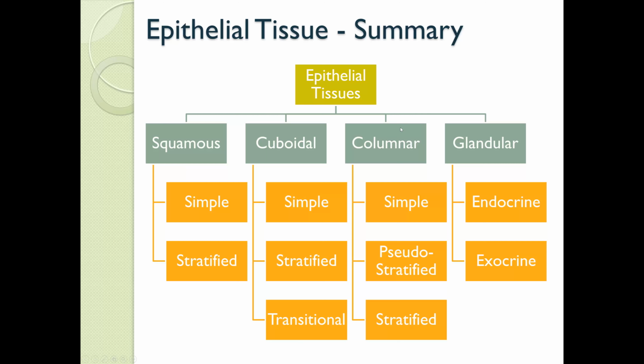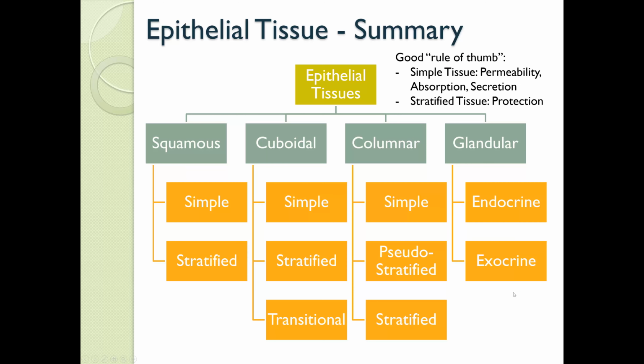Then you have the column-shaped epithelial tissue. Simple is a single layer of column-shaped cells. Pseudostratified is actually a single layer, but it looks like multiple layers. And then stratified columnar is rare, and this would truly be multiple layers. Epithelial tissues also include glandular cells, and these include your endocrine cells and your exocrine cells. Endocrine cells secrete their secretions into the interstitial fluids. Exocrine cells secrete their secretions onto an epithelial surface.